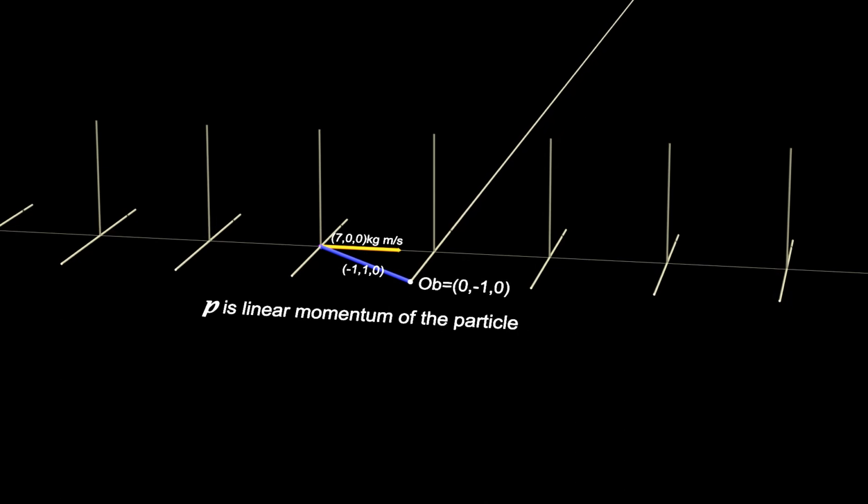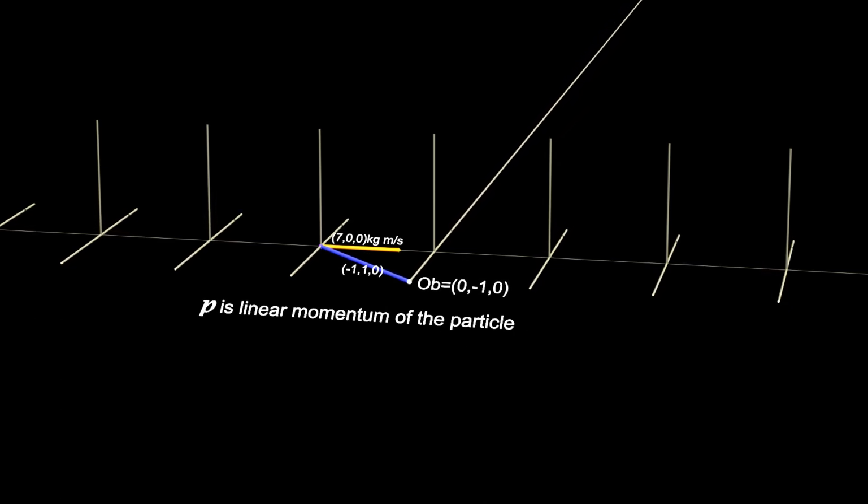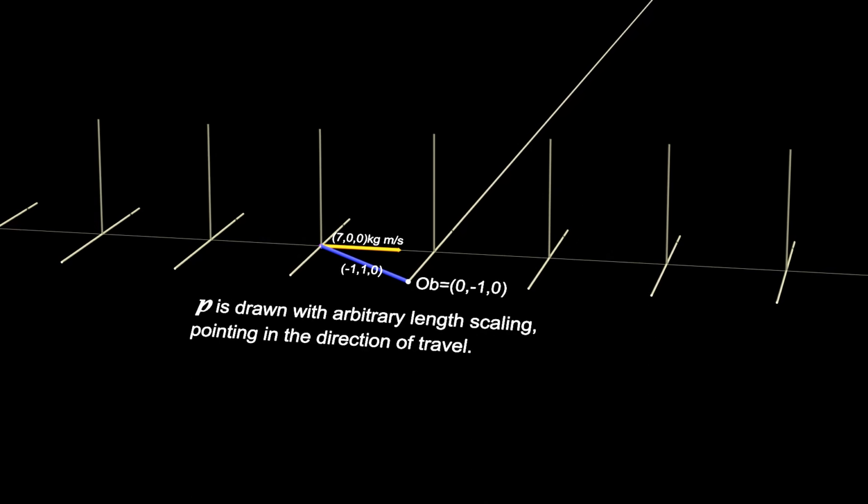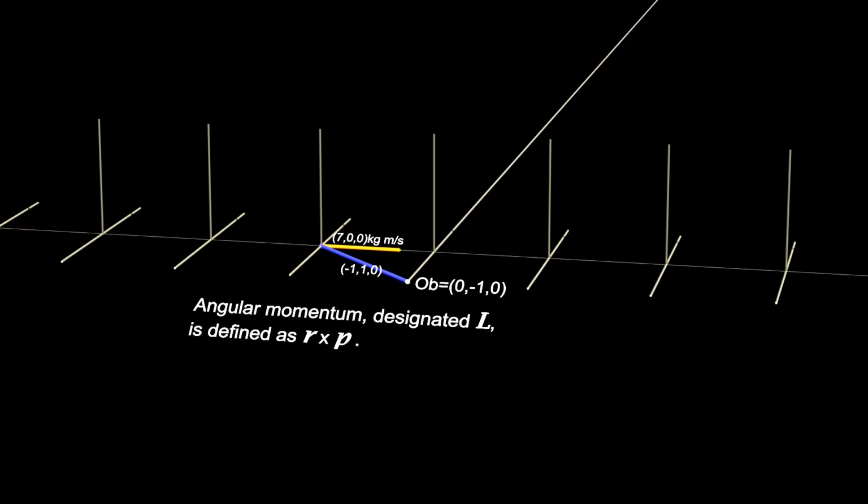P is the linear momentum of the particle. The units of momentum are kilogram meters per second. Due to the non-distance units, P is drawn with arbitrary length scaling, pointing in the direction of travel. Angular momentum, designated L, is defined as R cross P.